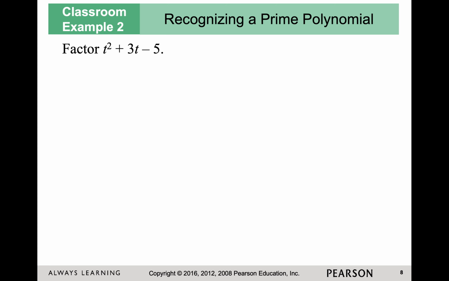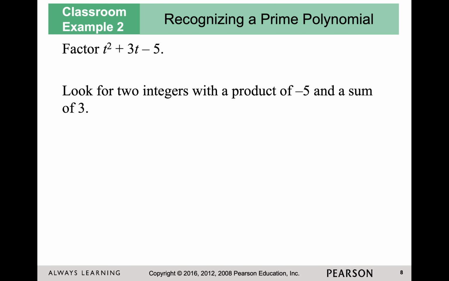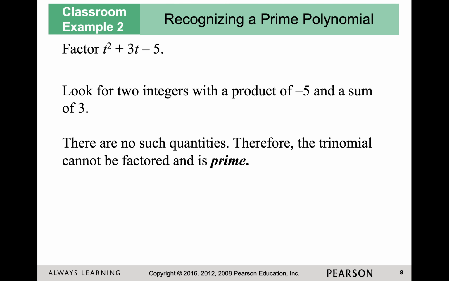Here I have t squared plus 3t minus 5. According to that factoring handout, when I have minus 5 as my last term, that means that I have two different signs for my factors. So one factor is going to need to be positive, and one is going to need to be negative, and that's going to impact how we do this problem. So if I want to look for two integers with a product of negative 5 and a sum of 3, that doesn't happen, because the only possibilities to get 5 are 5 and 1. And 5 and 1 would add to be either negative 4 or positive 4. So this is going to be prime.